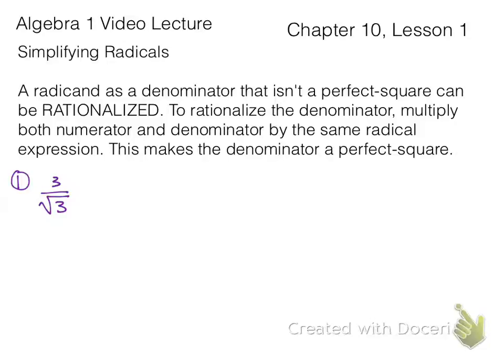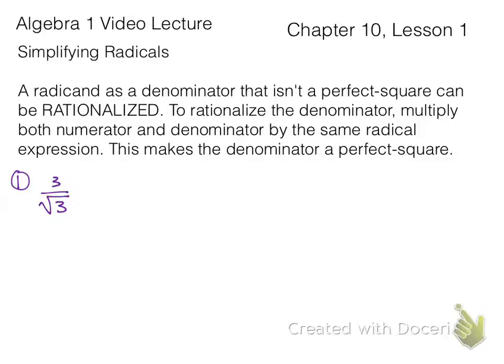Okay. So, a radicand as a denominator that isn't a perfect square can be rationalized. To rationalize the denominator, multiply both the numerator and the denominator by the same radical expression. This makes the denominator a perfect square.